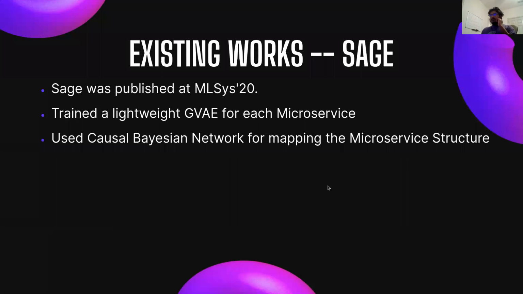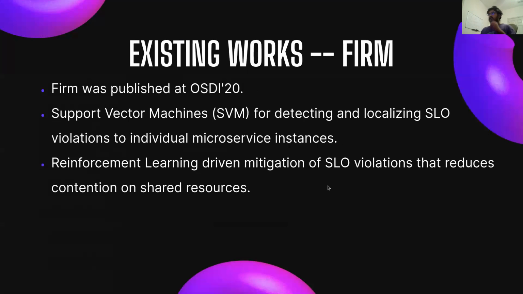Now, another work was published at MLSys 20, which was called Sage, and it's a very short paper, but what they did was they trained a lightweight GVAE for each microservice and then used a causal Bayesian network for mapping the microservice structure. And they use multiple nodes like latency node, metric node, and latent variables for mapping the CBN, and it did lead to decent results.